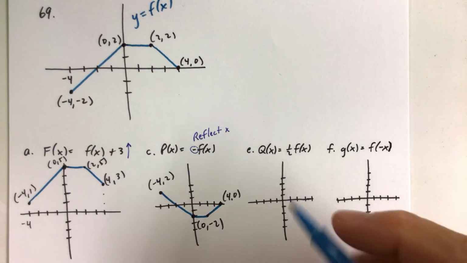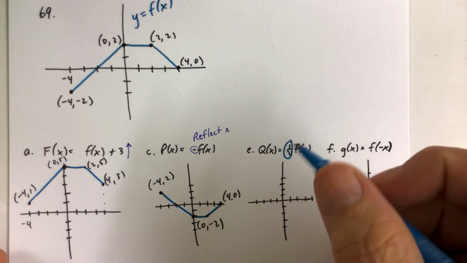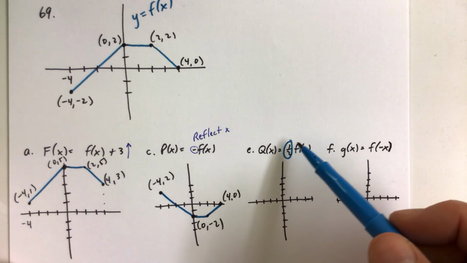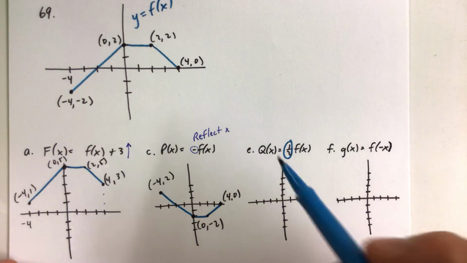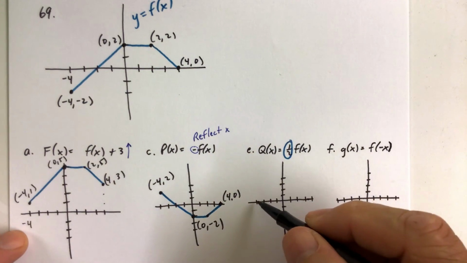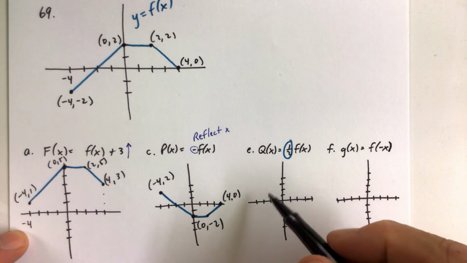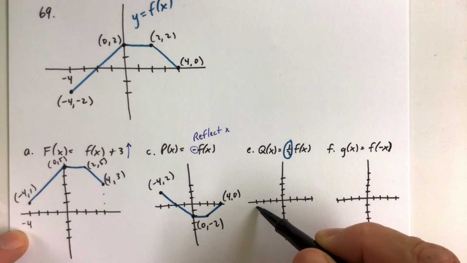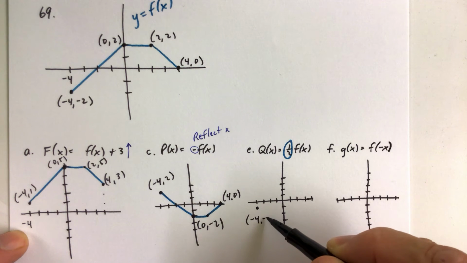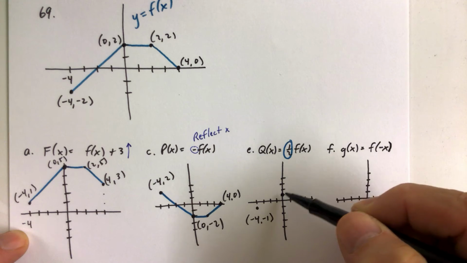Now part E, with a 1/2 in front of the f of x, that means all of the y values on f of x are cut in half. And so we have a vertical compression. And so for -4, -2, the x-coordinate doesn't change, but the -2 multiplied by 1/2, half of -2 is -1. So -4, -2 becomes -4, -1. 0, 2 becomes 0, 1. Half of 2 is 1.